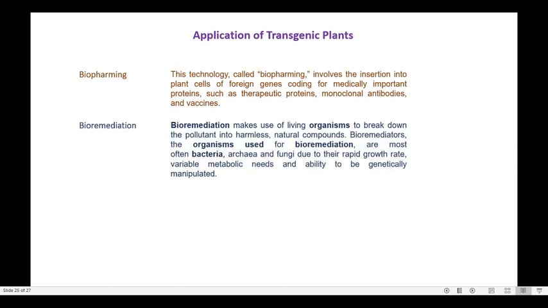The next one is bioremediation. Bioremediation makes use of living organisms to break down pollutants into harmless natural compounds. Bioremediators, the organisms used for bioremediation, are most often bacteria, archaea, and fungi due to their rapid growth rate, variable metabolic needs, and ability to be genetically manipulated. Plants are also used for this purpose. Biofuel: a biofuel is a fuel that is produced through a contemporary process from biomass. Genetic engineering is also used to improve the process of biofuel production.